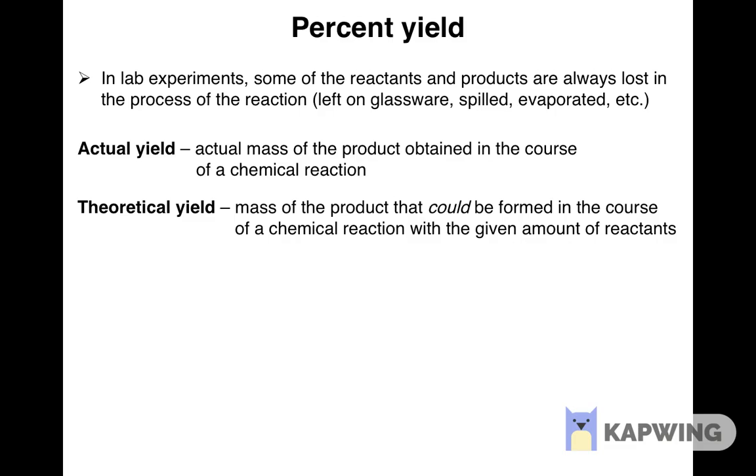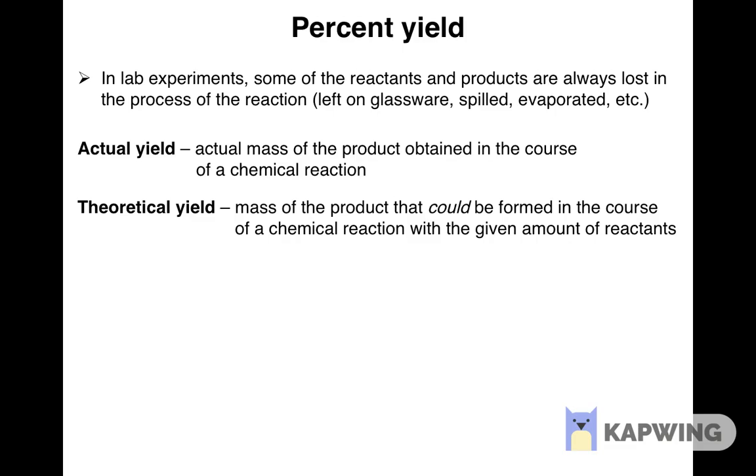Therefore, there is a unique one-to-one correspondence between the number of moles of a substance and the mass of that substance. In other words, if we know the number of moles of a substance, we can always find its mass, and vice versa. The actual yield, that is the mass of the product actually obtained in a chemical reaction, can be compared to the theoretical yield, that is the mass of the product that should have been obtained in the reaction if none of the product was lost.